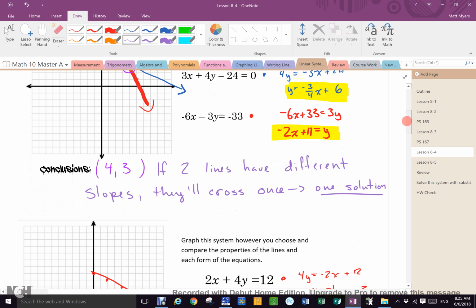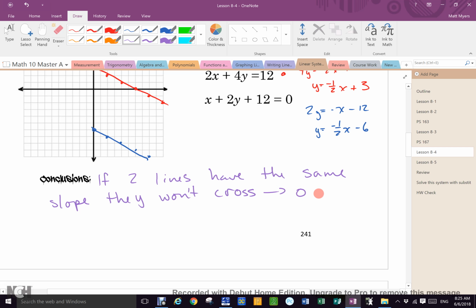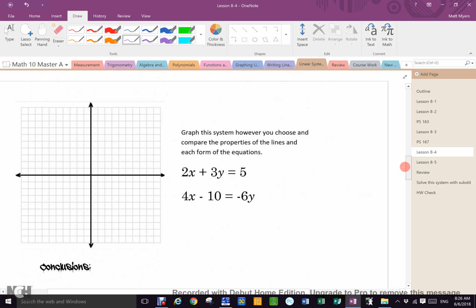Read the first conclusion. If two lines have different slopes, they'll cross once. What's the conclusion here? If two lines have the same slope, then what will happen? They won't cross. So how many solutions? 0, because they won't cross. There will be no point in the universe that is on both lines because the lines will never touch. Everybody good? Great. Turn the page over.